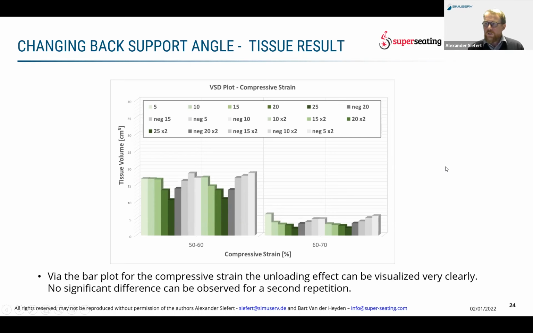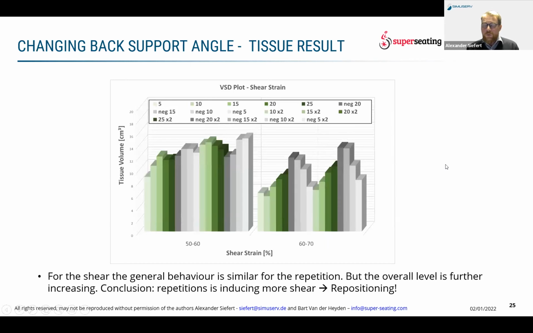But then we looked also at the shear strain. And I will also focus here on the higher percentage. This is the first part we have seen before. It means if we do the recline, so increasing the angle, we see an increase. And then if he's moving back, he's somehow pushed in the seat. And then we can see on the second loop, for the second part, he somehow keeps that higher level. And especially if we do a second reduction of the angle, we also get an increase.